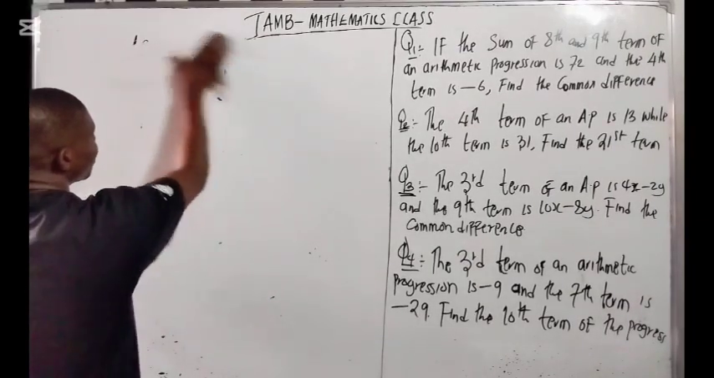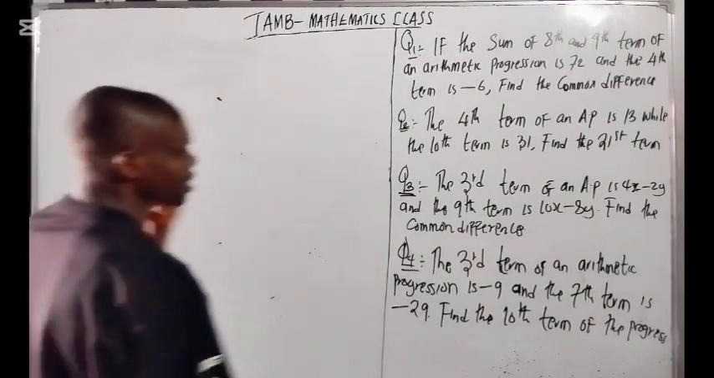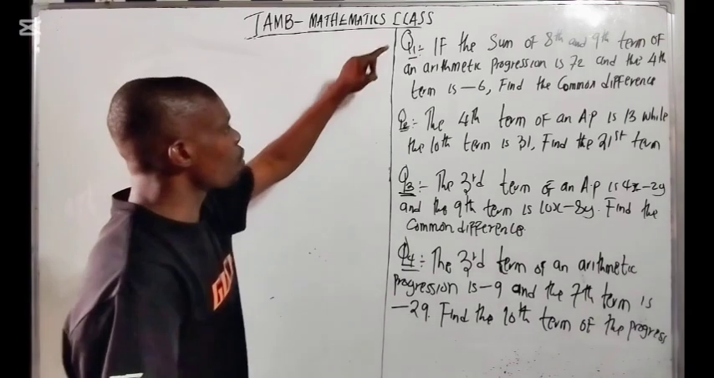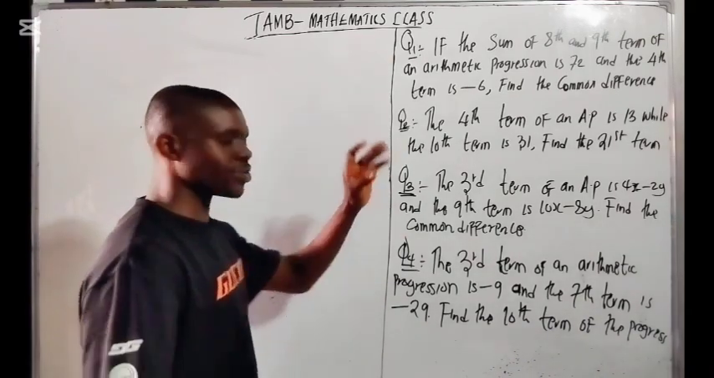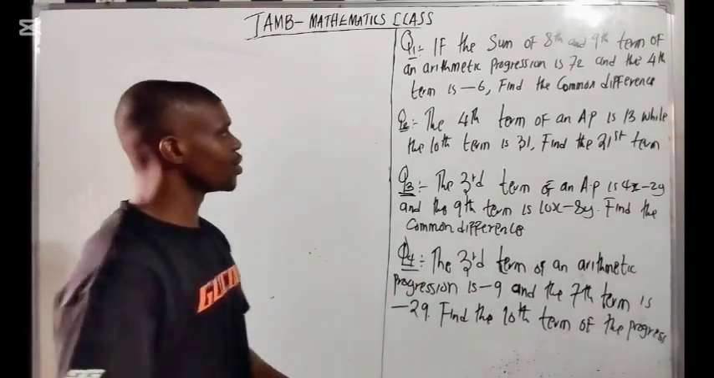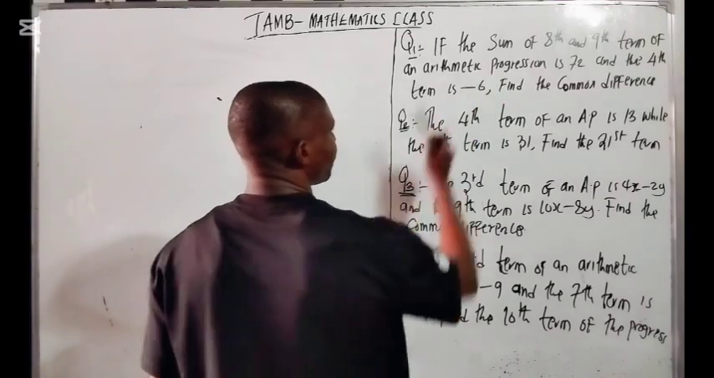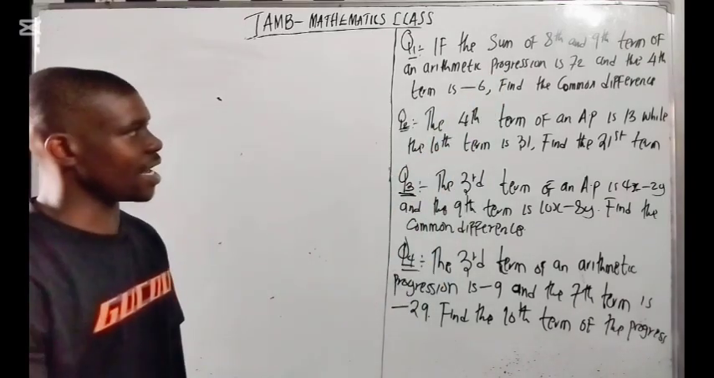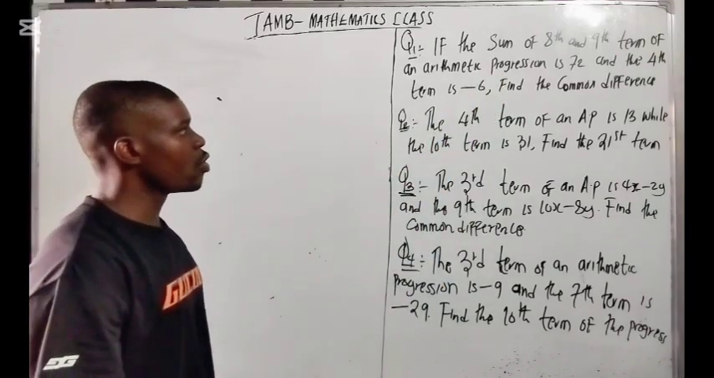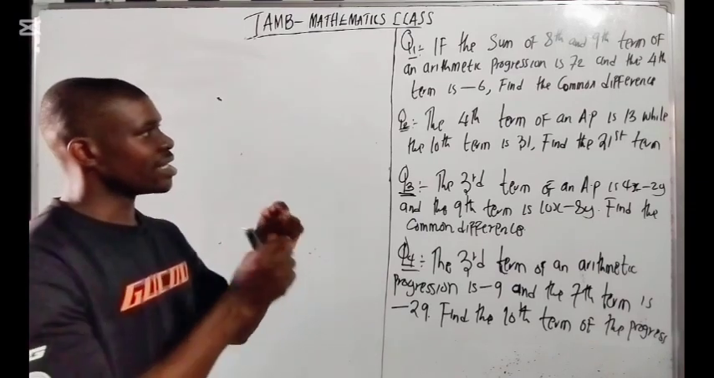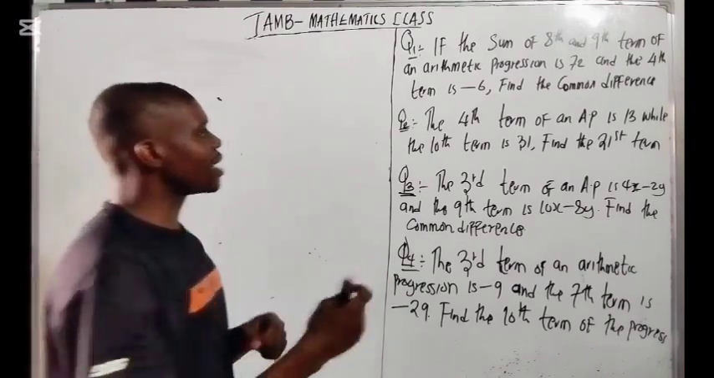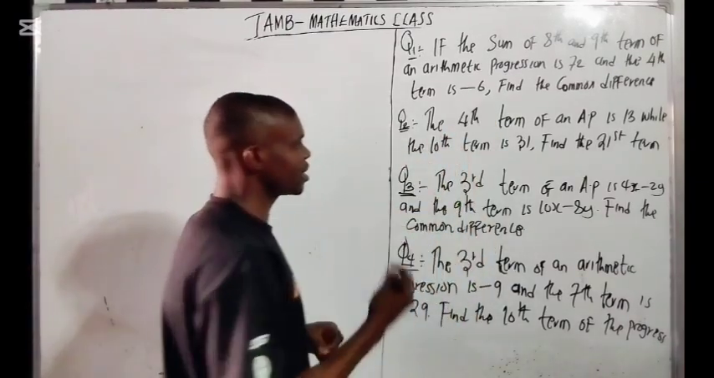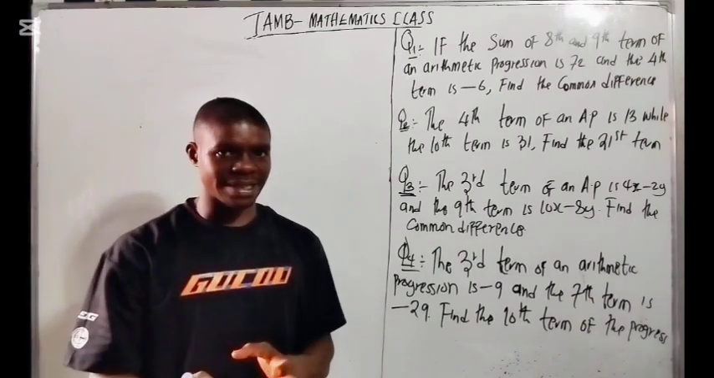I will write this out so I can see the space here. Let's take the first one. Here we have question 1, question 2, question 3, question 4. We have to dissect each of these questions. See that if the sum of the 8th term and the 9th term of an arithmetic progression is 72, and the 4th term is minus 6, find the common difference.